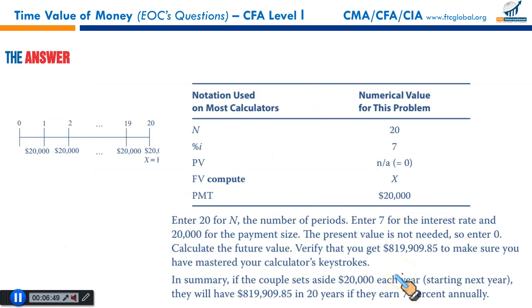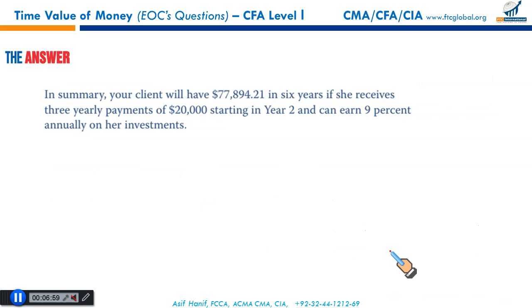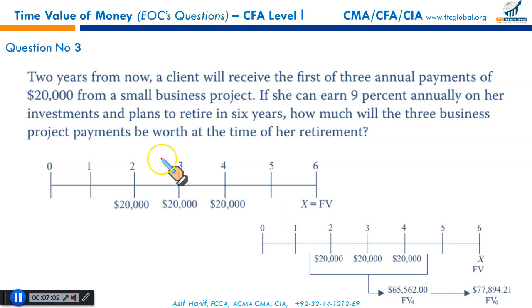These are all questions extracted from your curriculum, end of chapter questions. So I think this is given here, 819,909.85. Simple, straightforward question. Next, 2 years from now, a client will receive the first of 3 annual payments of 20,000 from a small business project. These 3 payments coming from year 2, 3 and 4.